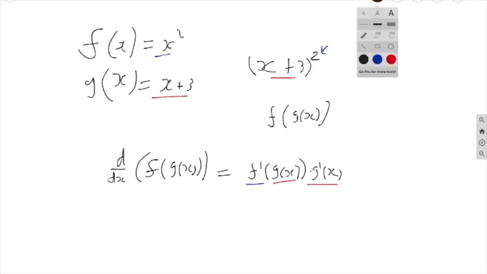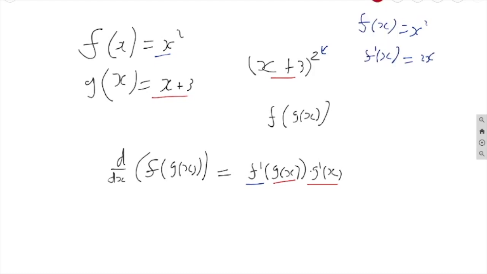So let's run through this example here. Let's take our f of x is equal to x squared, and therefore our f prime of x is equal to 2x.